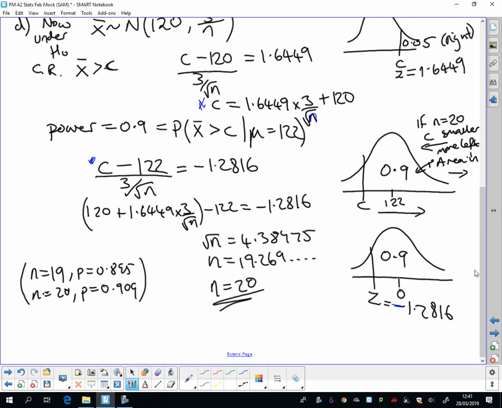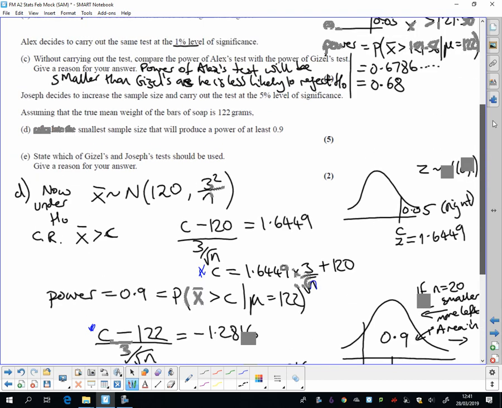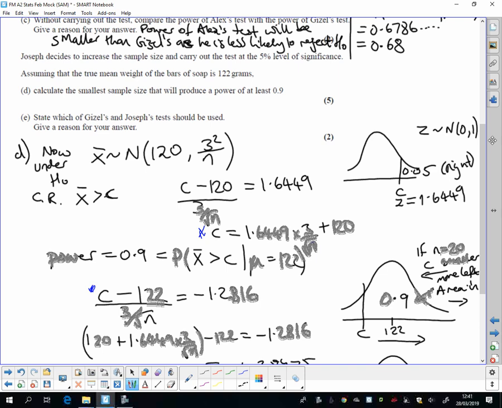Or you can do that whole thing with inequalities, just be careful to make sure if you divide by -1 that you change the sign around. So that's the hardest bit of this question. So the last bit is, should we use Giselle's or Joseph's test?